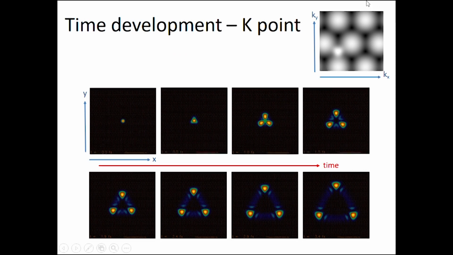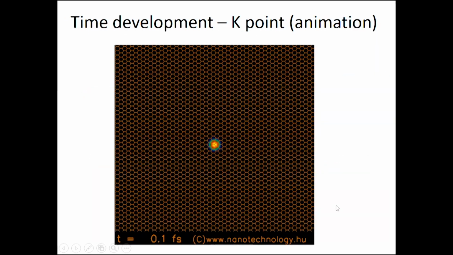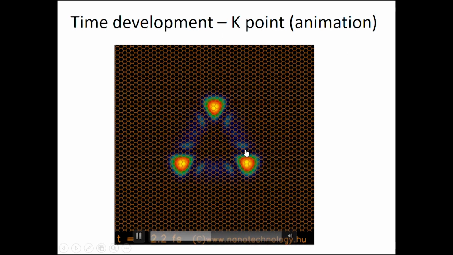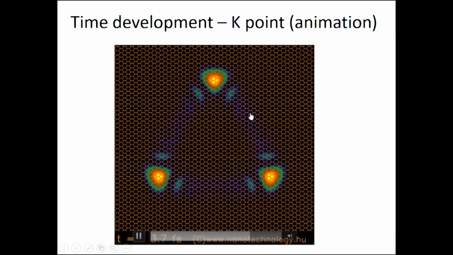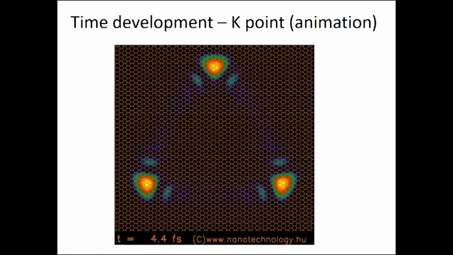And this shows the initial state, this is a Gaussian at the K point of graphite. And this is the time development of the wave function, the probability density, and this is time, here and here. And we can see that it spreads along a triangular pattern. The wave packet is split into 3 parts as it travels on the graphene surface. This is because of the anisotropic nature of the graphene dispersion relation.